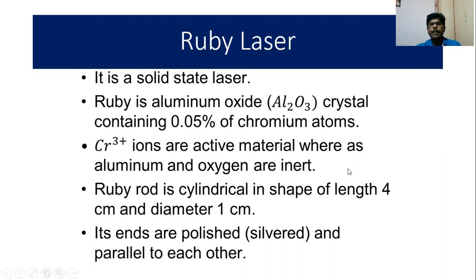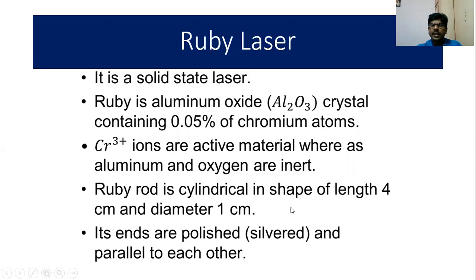It means when pumping energy is given by the xenon flash lamp, chromium ions will go from the lower energy states to the higher energy states, whereas aluminum and oxygen do not go to the higher energy state. So laser action is by chromium ions.